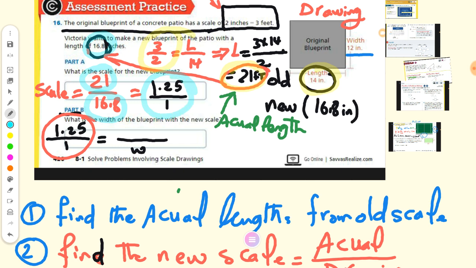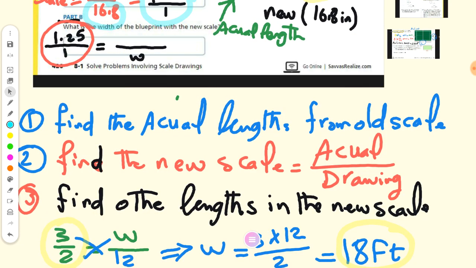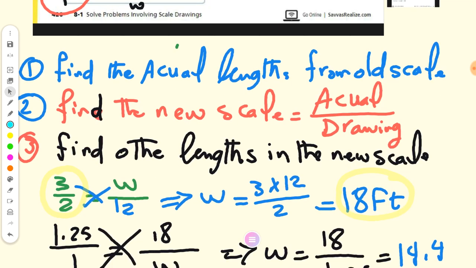Third, after I finish that, find the other lengths of the new scale if you want, so we can find the lengths and widths and any other lengths. And if he wants to calculate the area or the perimeter, we can use these new dimensions. This is how to change from scale to scale. You must follow these steps and you will find it easy, inshallah.